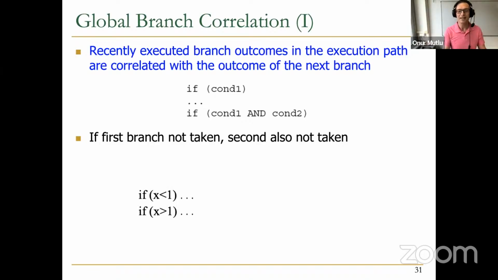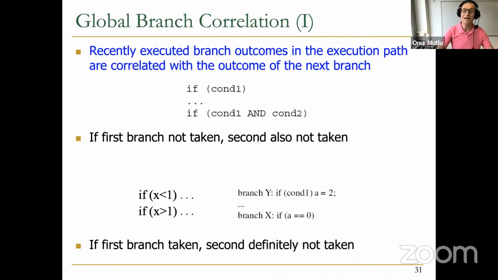Okay, other examples. If x is less than 1, you do something. If x is greater than 1, you do something else. These are two different branches. And here, another dependency exists. If condition 1 is true, A is set to 2. And then another branch tests if A is equal to 0. Right? Clearly, there are patterns here. If the first branch is taken, the second is definitely not taken in both cases. Again, if the first branch is not taken, you don't know. But if the first branch is taken, you know the second is definitely not taken. Right? So that sounds good. When I said you don't know, you don't necessarily know, potentially, right? Maybe there are some other things in the program that also correlate. So these are clear examples of correlation across different branches in a program.